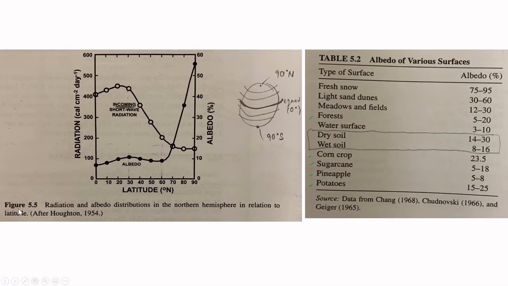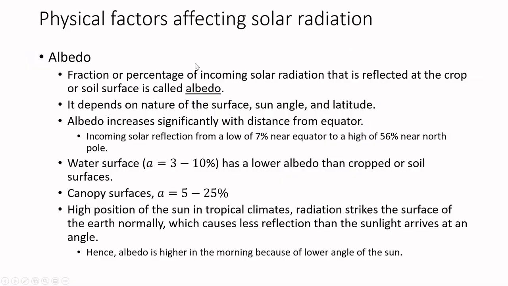And if you look at figure 5.4, you look at the radiation and albedo distribution in the northern hemisphere in relation to latitude. Here you start from zero, near the equator, and then go from zero to 90 degrees north. So we are looking at the northern hemisphere. Here the albedo starts very low at the equator. When it reaches about 30 degrees, it rises to a certain height and then drops to about 60 degrees north, and then rises significantly to the North Pole, where you have a great amount of albedo.